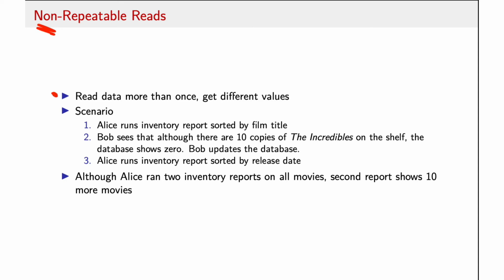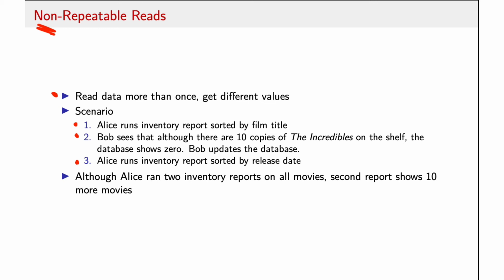For example, Alice runs an inventory report that's sorted by film title, right? Here's all the films by title, here's some that are in stock, and so forth. Bob sees that although there's 10 copies of Incredibles on the shelf, the database shows 0. So something is wrong with the count in the database. So Bob goes ahead and updates the database to reflect the actual number of copies of that movie in stock. Now Alice runs an inventory report sorted by release date.